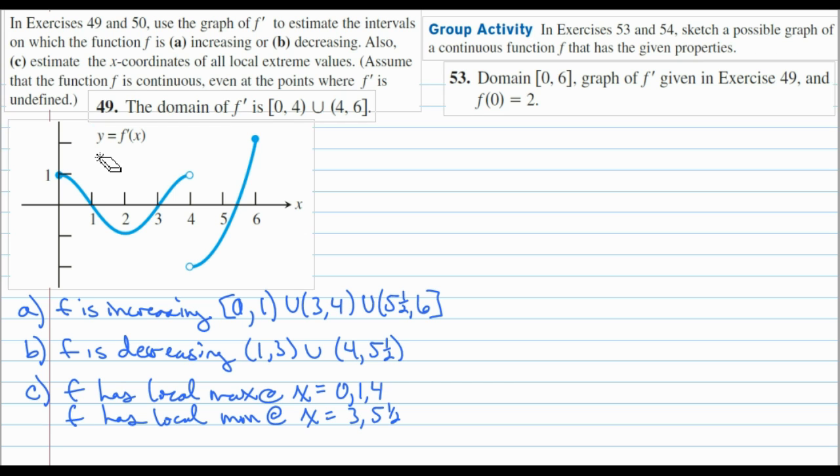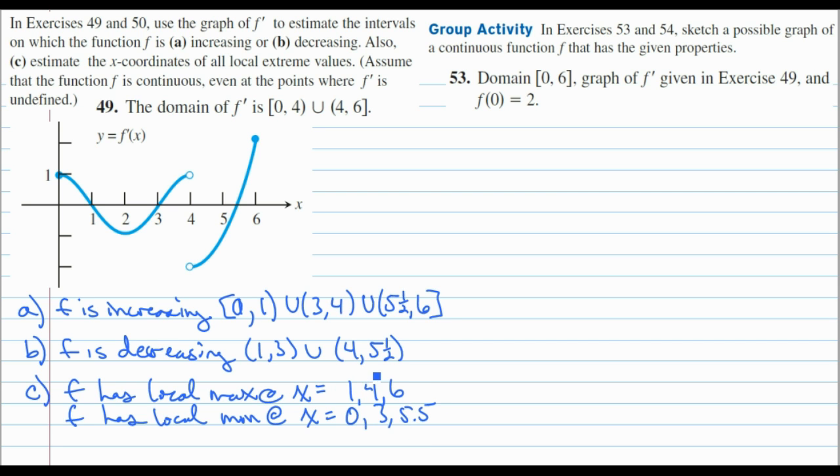And then how about the right endpoint? F prime is positive before a right endpoint, so f would be increasing up to that right endpoint, meaning that would be a local max at x equals 6. And I just realized that I said the right terminology but did not write it in the right spot. So I did put my maxes here at 1, 4, and 6, and my mins at 0, 3, and 5.5. Okay, so now we need to sketch a graph.